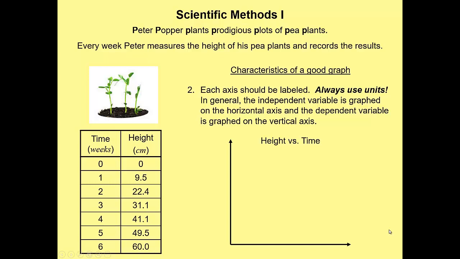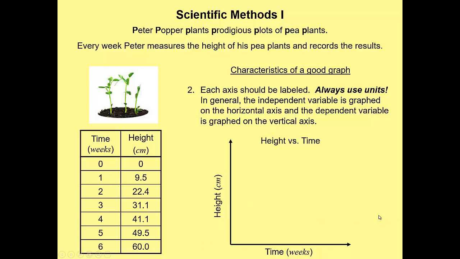In general, there's a rule of thumb here, a convention, if you will, that the independent variable gets graphed on the horizontal axis, while the dependent variable gets graphed on the vertical. So in this case, we would graph time in weeks, notice the units, on the horizontal axis, and height in centimeters on the vertical axis.